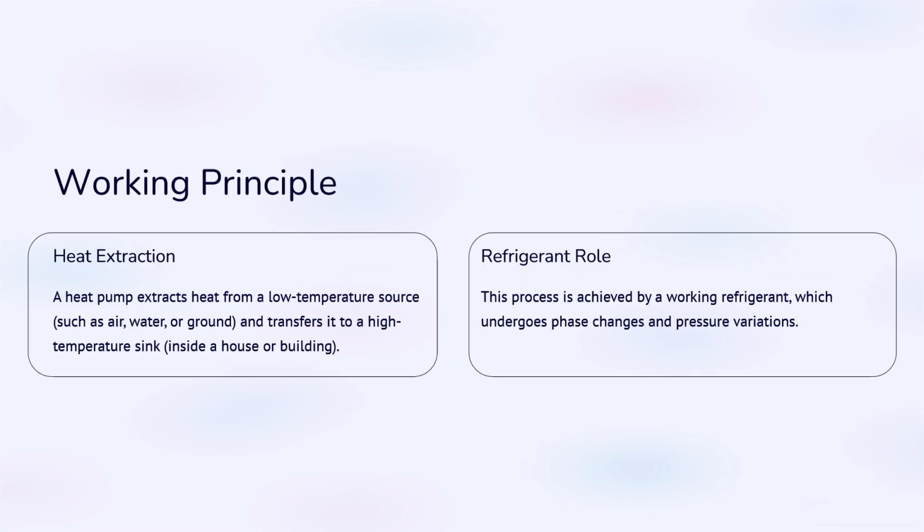The working principles of the first law of thermodynamics. Heat extraction. A heat pump extracts heat from a low temperature source, such as air, water, or ground, and transfers it to a higher temperature sink. Refrigerant role. This process is achieved by working refrigerants, which undergo phase change and pressure variations.